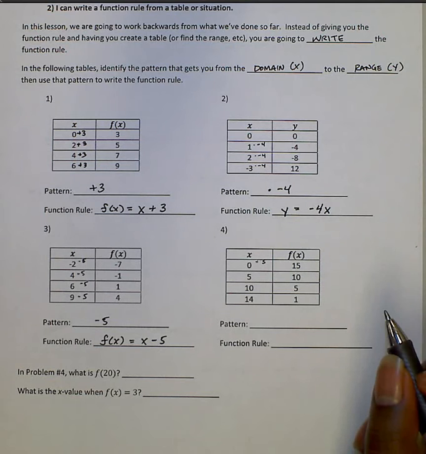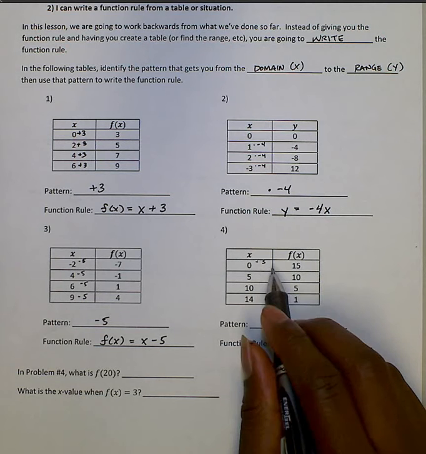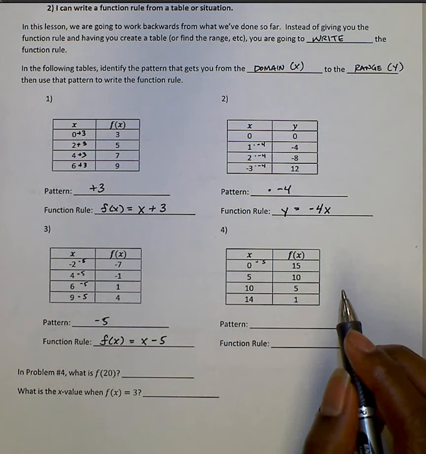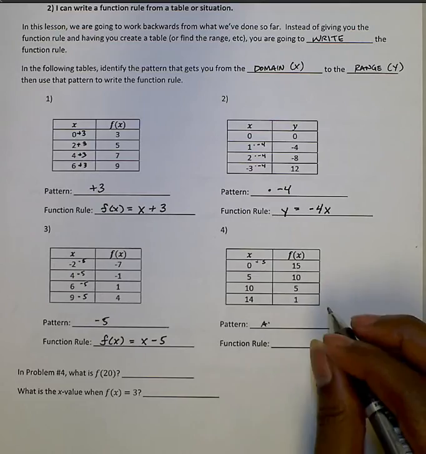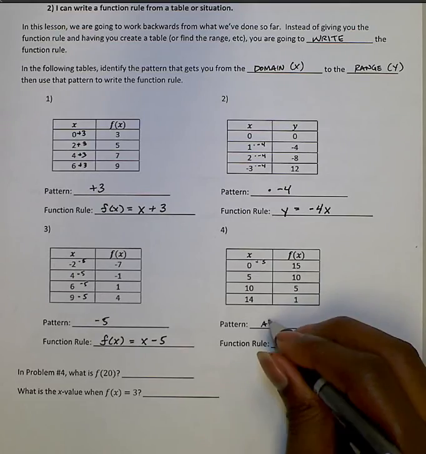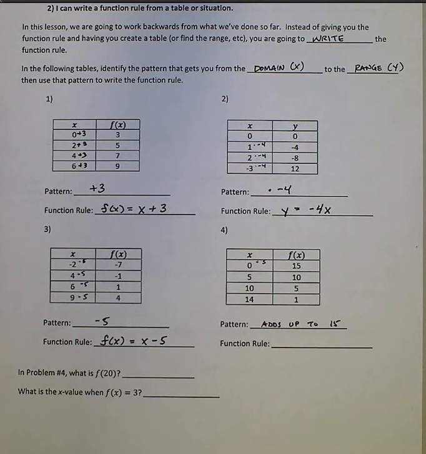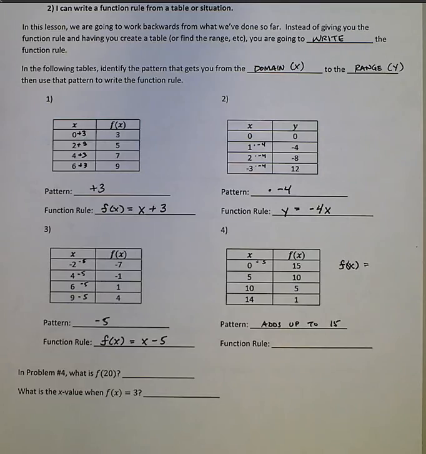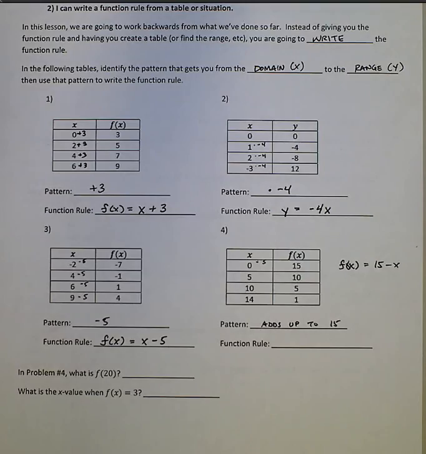Okay, so let me see, to get from 0 to 15, I add 5, I add 10, I add 15. What I noticed is that all these things add up to 15. Each of these pairs adds up to 15. I'm going to make an equation about this. So f of x will equal, well, no, this has to equal 15 minus x. Okay, so 15 minus x.